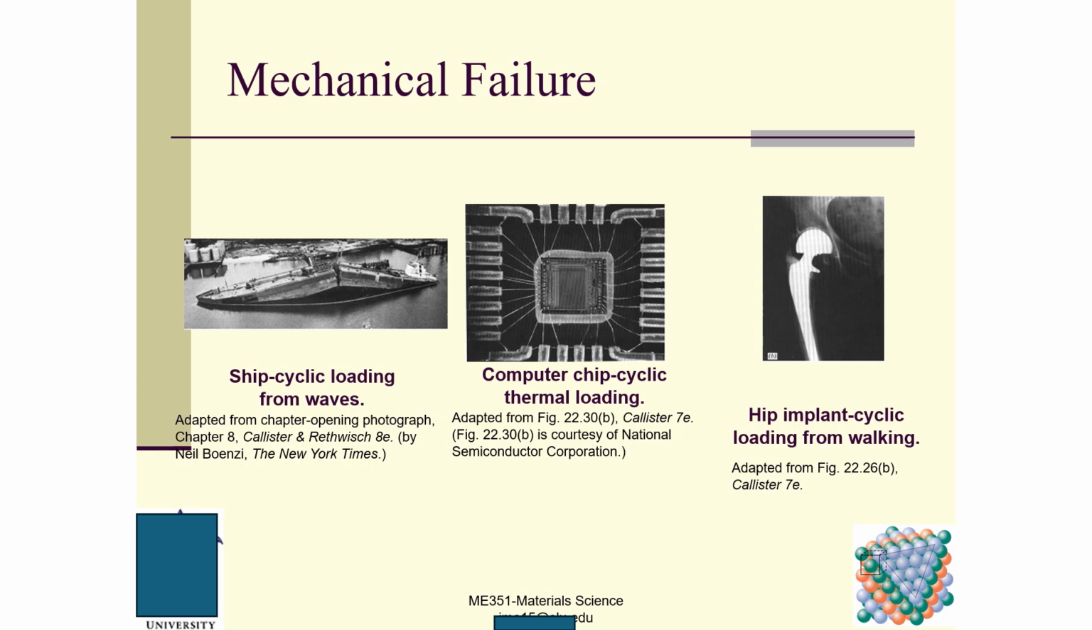The second one is computer chip cyclic thermal loading. We know that each of us has one or even more personal computers and also other electronic devices, and the computer chip experiences thermal loading. Thermal loading is different from mechanical loading. Mechanical loading is when you apply a force periodically. That is called cyclic mechanical loading. Thermal loading is also loading, but in the form of thermal expansion or thermal shrinkage.